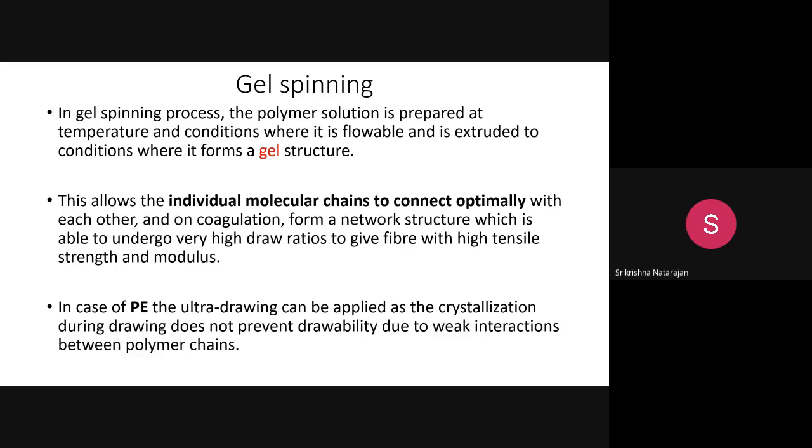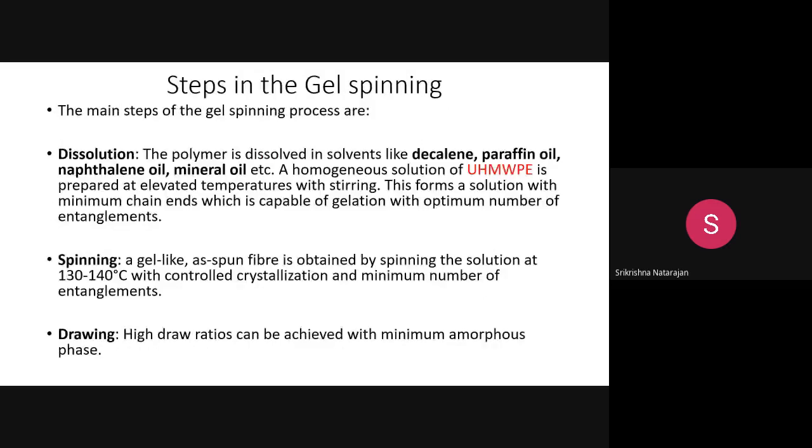Now, how to do this gel spinning? There are 3 steps. One is the dissolution, another is the spinning, another is the drawing. First, you take the polymer, you need a solvent. Can you use water for this? Will polyethylene dissolve in water? It will not dissolve in water. You have to use solvents like decalin, paraffin oil, naphthalene oil, mineral oil.